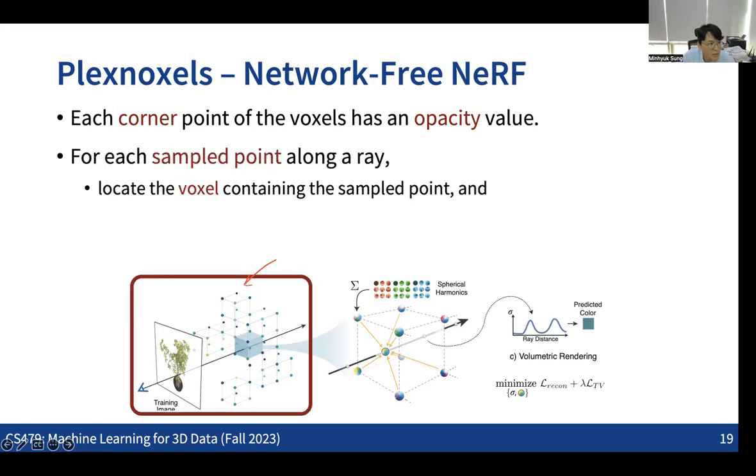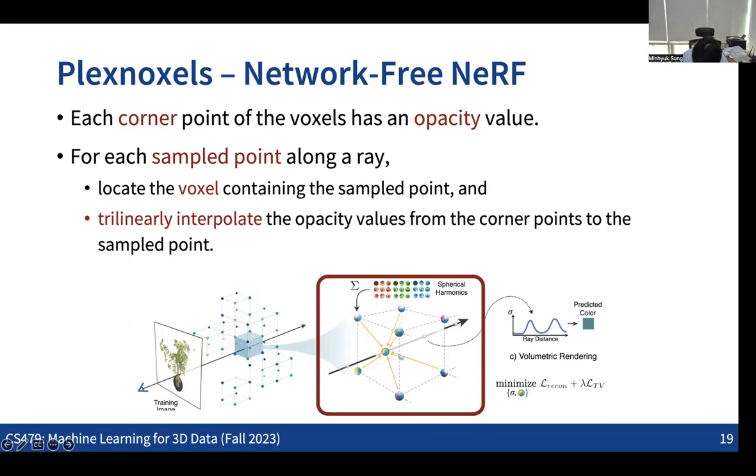Then when we sample the points along each ray, we first locate the voxel that contains each sample point, and we interpolate the opacity values from the 8 corner points so that we can determine the opacity for each sample point. The rest of the steps are exactly the same. We use the same volume rendering equation and get the output images. It turns out it works quite well. Also, since all these opacity values are directly encoded at each of the corner points, the optimization becomes way faster than training the MLP.